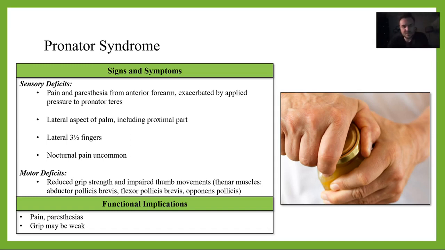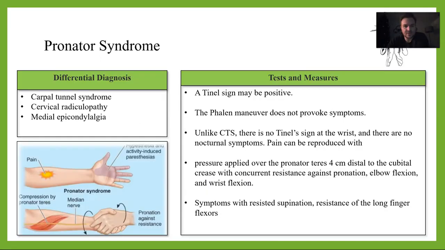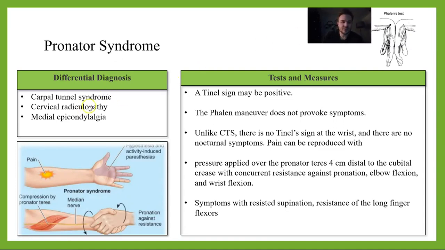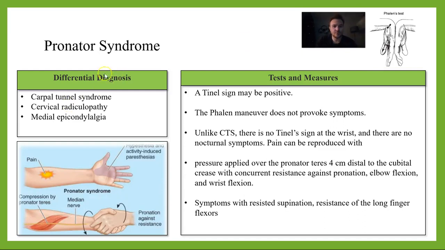Of course, functional implications are just that: pain and paresthesias, and then grip may be limited. So differential diagnosis includes anything that might involve the median nerve, which includes carpal tunnel syndrome, cervical radiculopathy, and medial epicondylalgia.